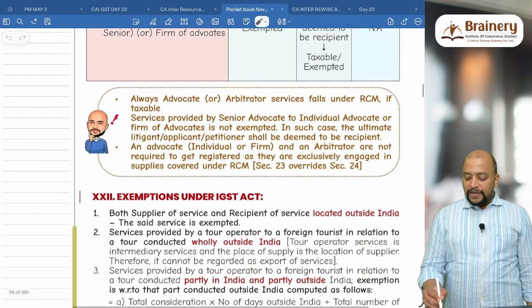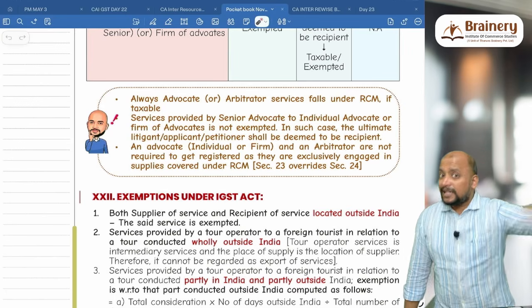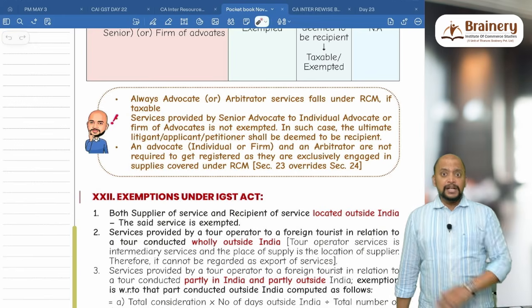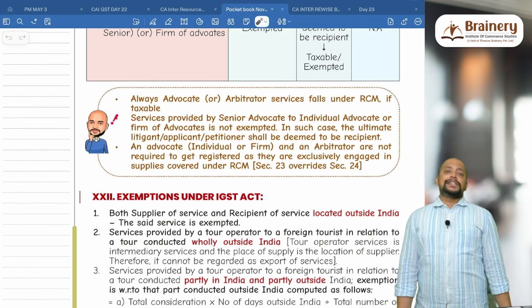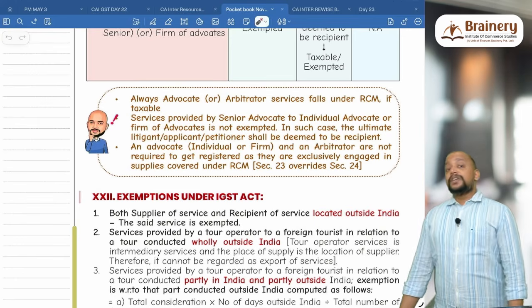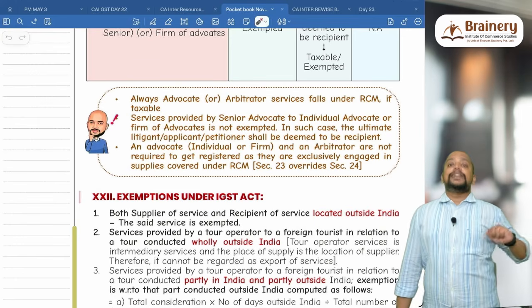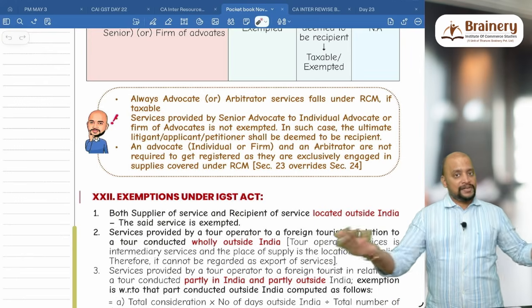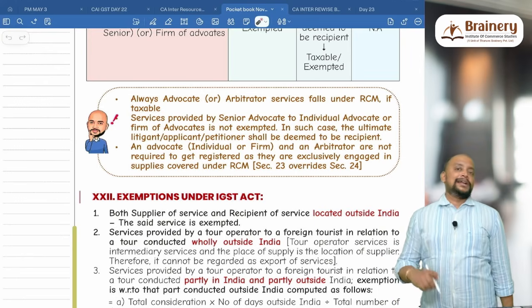Then services provided by senior advocate to individual advocate or firm of advocate is not outright exempted. We need to see who is the ultimate litigant, applicant or petitioner. If they are individual other than business entity, then it is exempted. If they are government, it is exempted. If they are business entity whose turnover during previous year does not exceed threshold limit, then it is exempted. Otherwise, it will be taxable. And again, senior advocate will not pay. That business entity will pay under RCM.